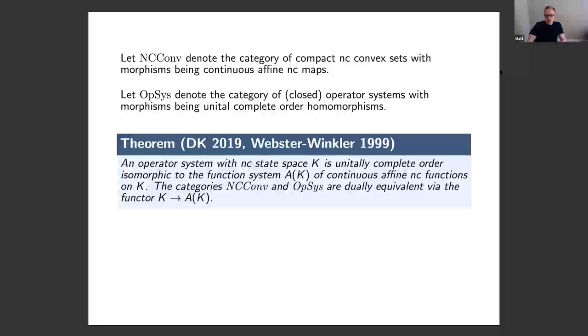But the NC convex set contains more information, which turns out to be important when you start to consider function theory on these convex sets. It's really essential, absolutely essential, that you consider not just the finite dimensional sets, but actually the points that live at infinity. So this will become a little bit more clear later, I think. But the point is that there is an equivalence of categories in this non-commutative setting.